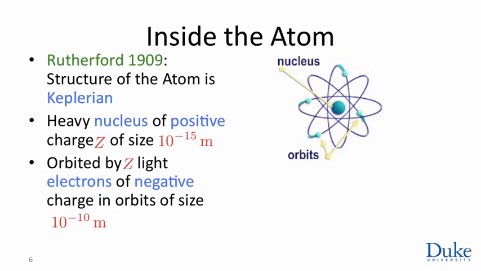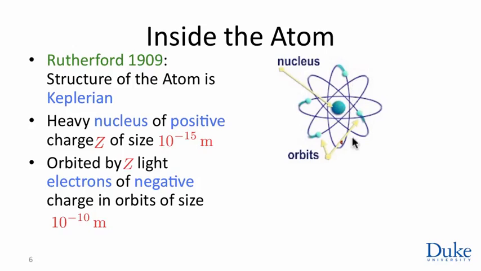And one suspected that an atom, being electrically neutral, would have some positive charge and some electrons. And indeed, Rutherford, in 1909, sets out to discover this structure with his students Geiger and Marsden. And what he discovers is astonishing. He discovers that most of the mass of the atom is contained in a positive nucleus whose size is of the order of 10 to the minus 15 meters.